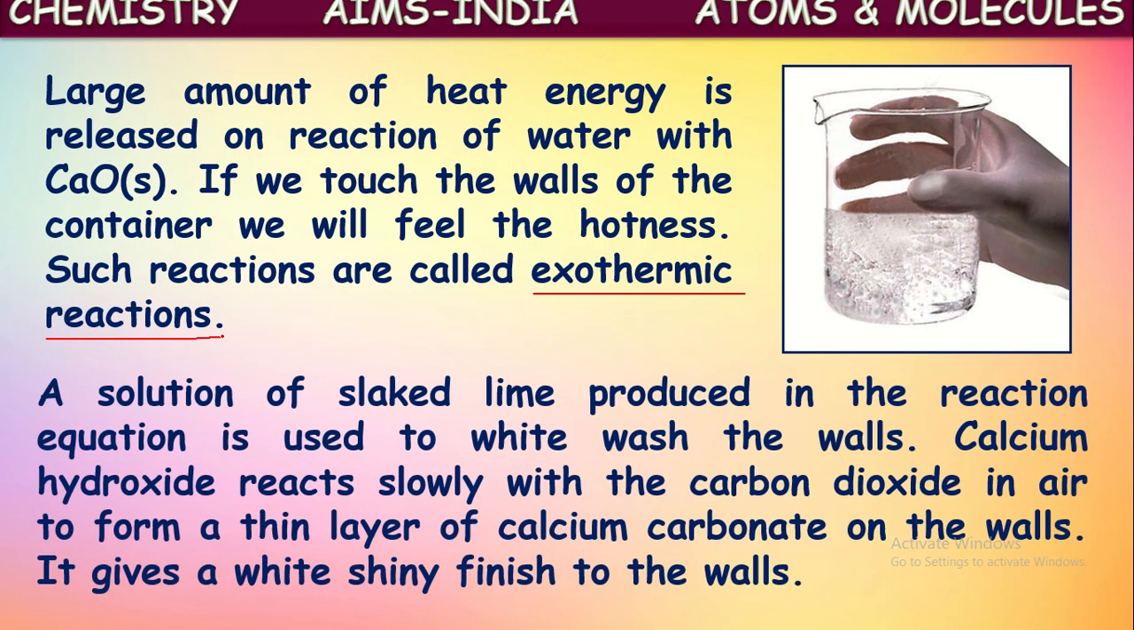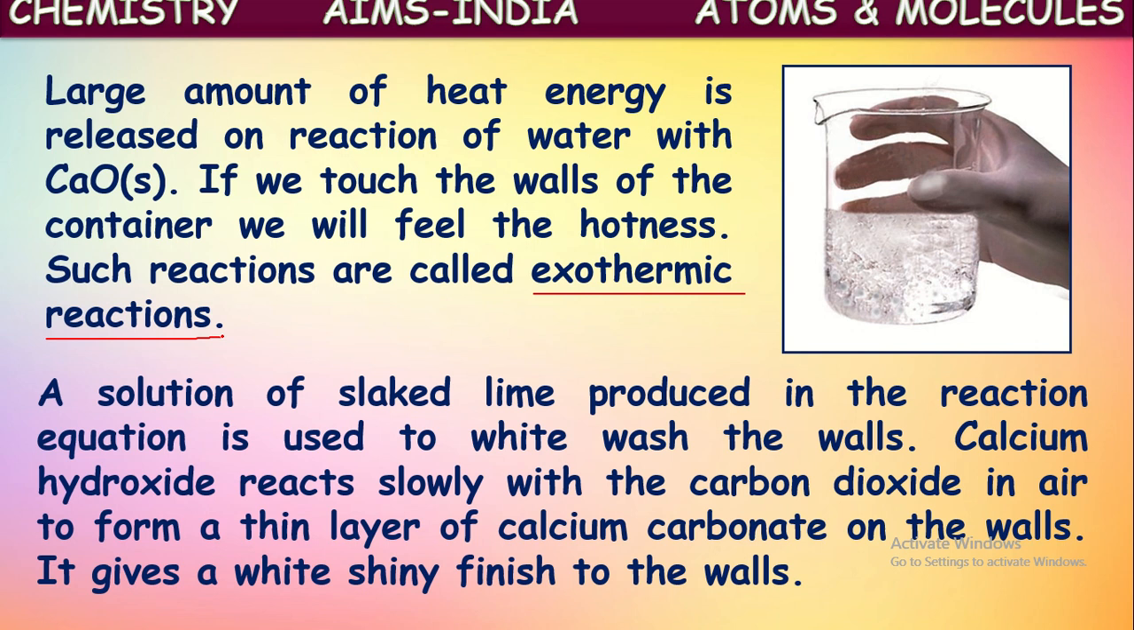So a solution of slaked lime produced in this reaction is used as whitewash for the walls, isn't it? This slaked lime or calcium hydroxide formed is used as whitewash for the walls. So this contains calcium hydroxide. This calcium hydroxide reacts slowly with the carbon dioxide in the air and forms a thin layer of calcium carbonate. So this forms like a thin layer. It gives a white shiny finish to the walls.